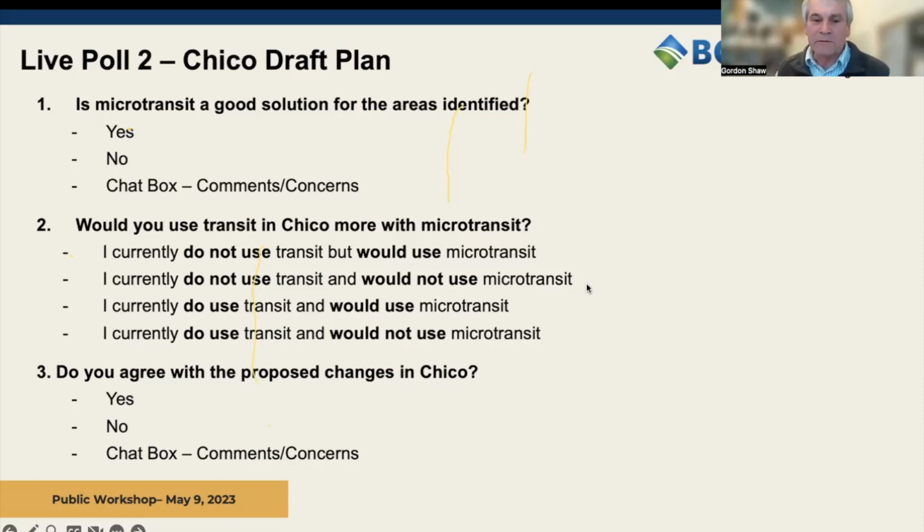Katie, I would be interested, for those who are saying they would not use microtransit, is it because of the areas that we've identified? You just don't live in that area, you don't have a need to travel there? Yeah, so again, that could be a good chat comment.